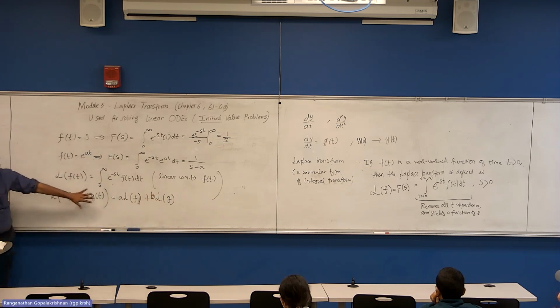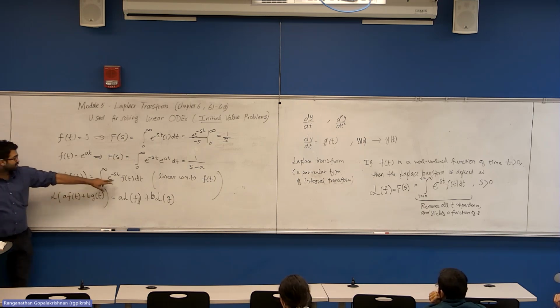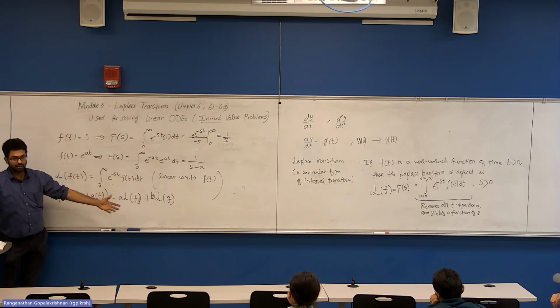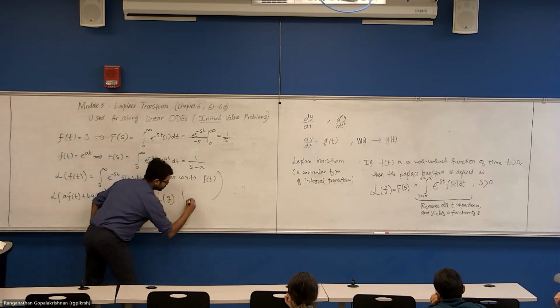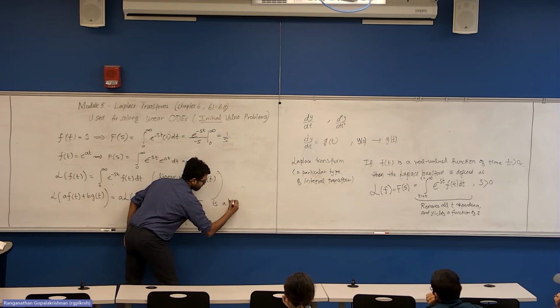You would agree with me? This property, does it look obvious to you? The linearity property? All you have to do is wherever f of t appears, substitute a f of t plus b g of t, and this integral just becomes two integrals which are the sum of each, and you will get this property. Okay, so it's a linear operator. That's the takeaway. Laplace transform is a linear operation.